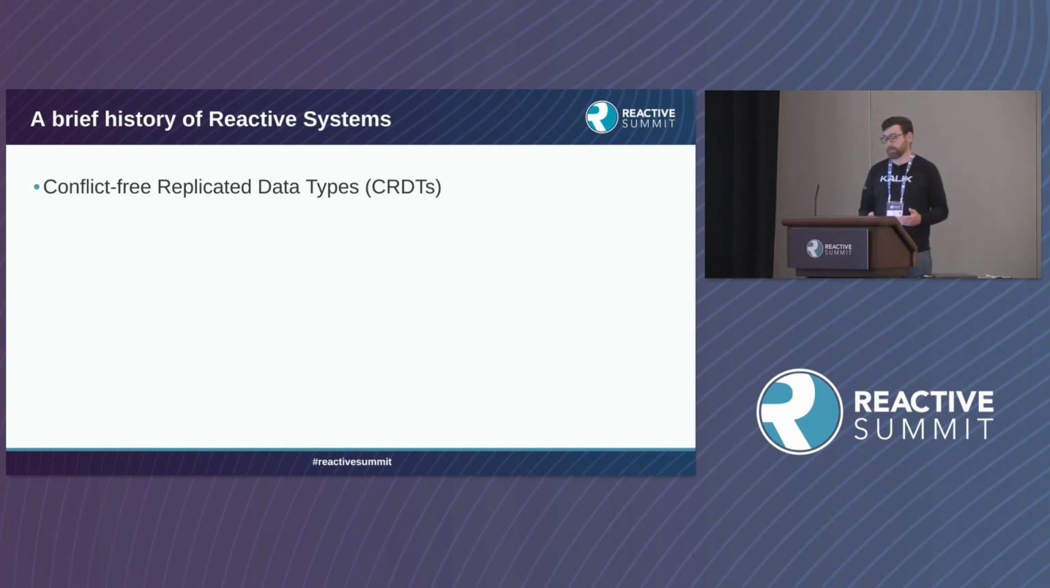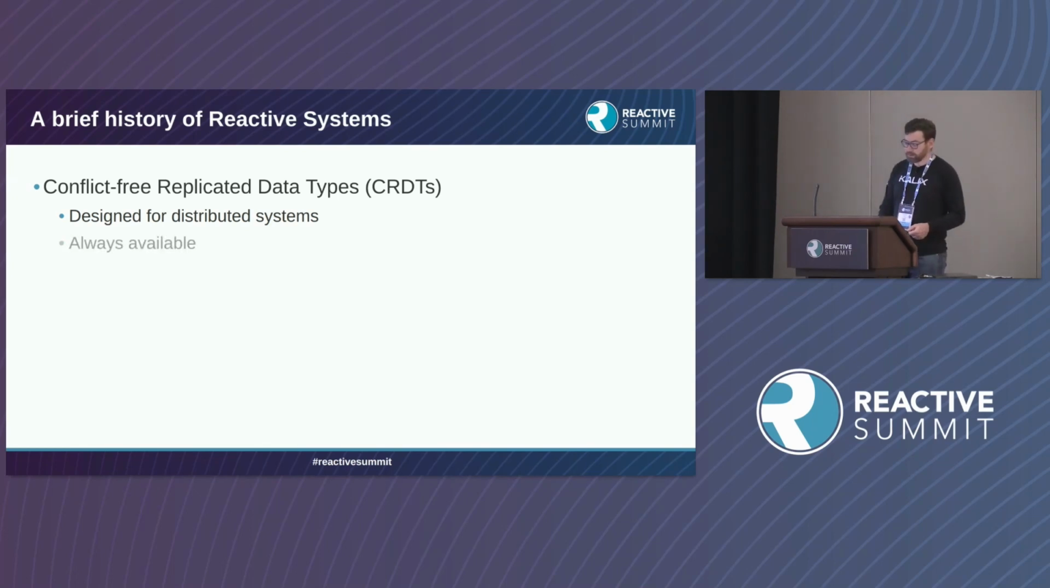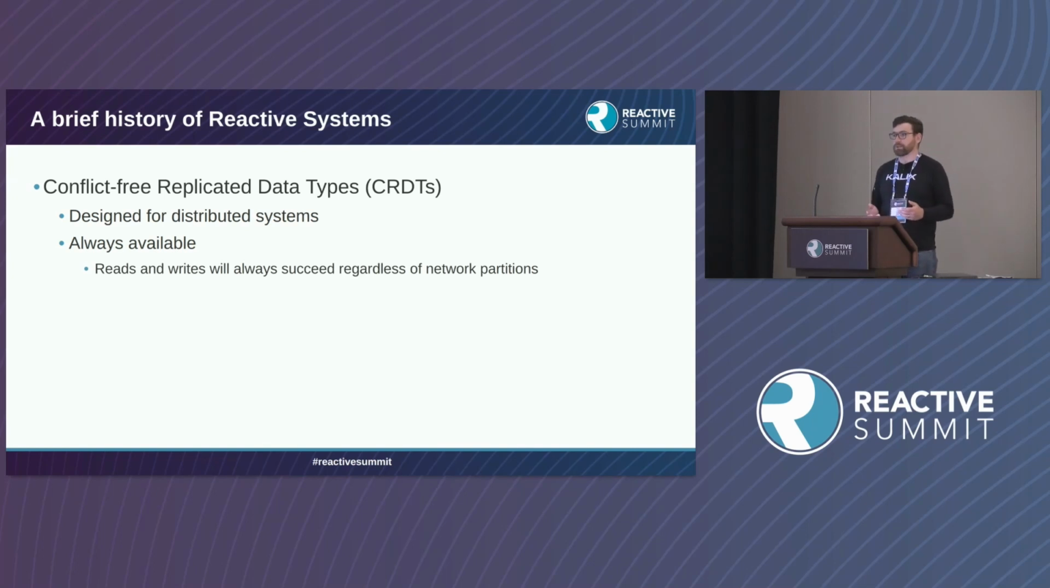Another thing that's probably a bit more modern is conflict-free replicated data types. I think the term was first coined around 2010 in a paper, but they've definitely been around for a lot longer than that. They're designed for distributed systems. The idea is that they're always available, so reads and writes can occur concurrently, regardless of network partitions and what's running and what's not. So again, we've got this theme of resilience, of things being able to run independent of failure.